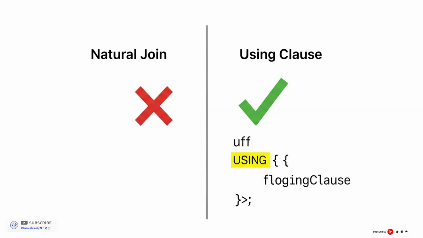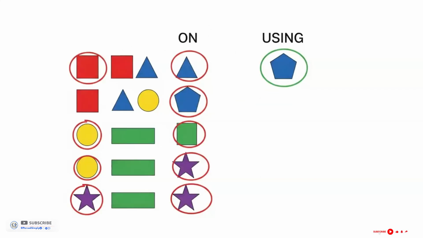It allows you to specify exactly which shared column name to match on, preventing accidental mismatches. Unlike the ON clause, USING requires the column names to be identical in both tables. It also automatically merges the join columns into a single column in your final result set.